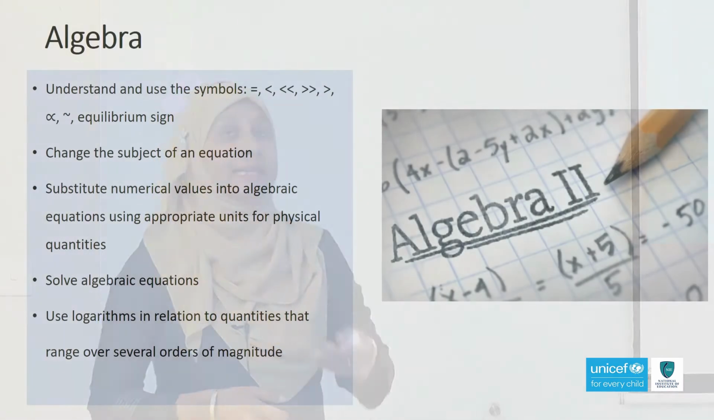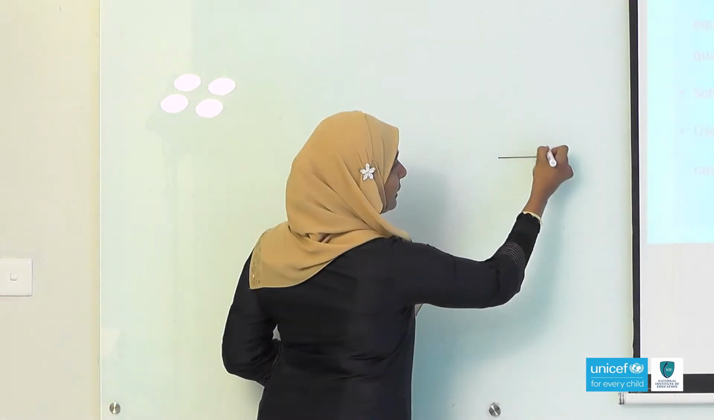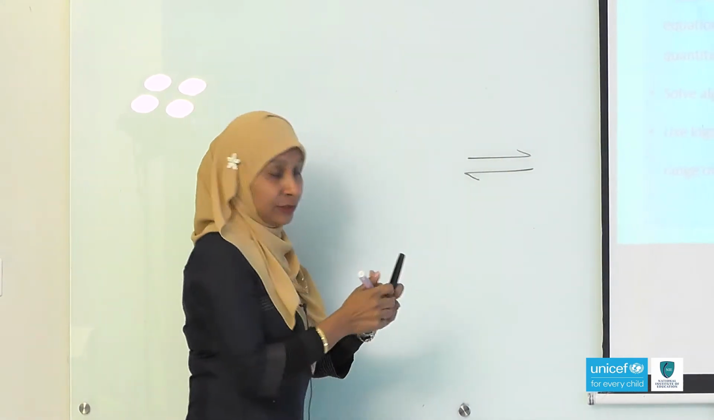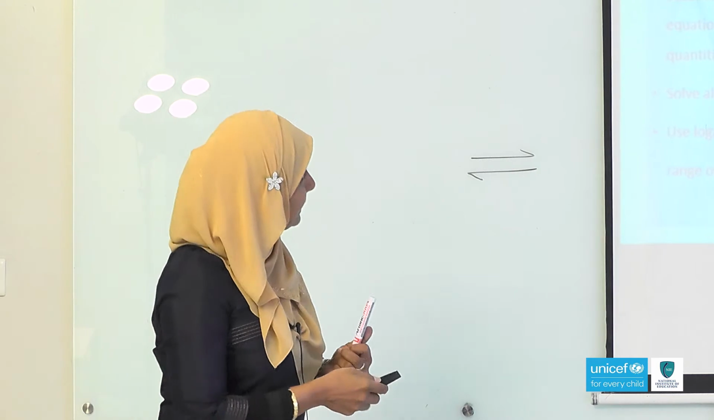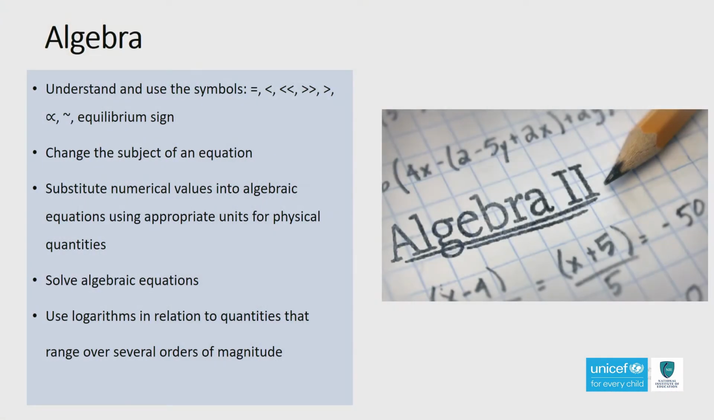Algebra: this is actually dealing with grade 10 chemistry. You should be able to familiarize yourself with these signs, including the equilibrium sign. Equilibrium means those reactions that go in the forward and backward direction. This is one of those signs which you have to be familiar with. Change the subject of an equation, substitute numerical values into algebraic equations using appropriate units for physical quantities.